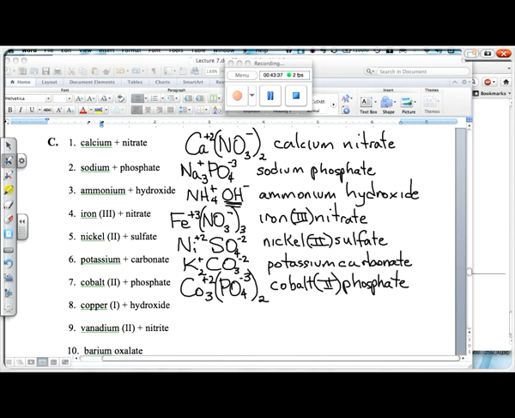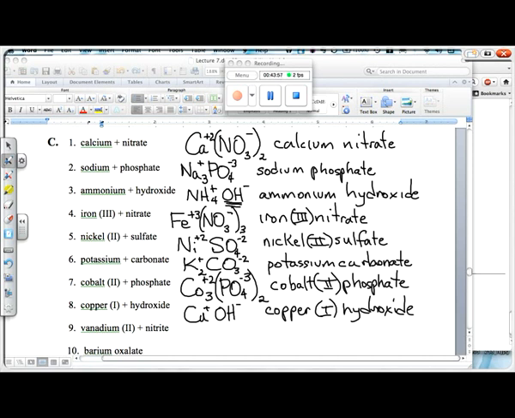Okay. Copper 1 hydroxide. Copper with a +1. Hydroxide, OH with a -1. So those are good, +1, -1. Copper 1 hydroxide.